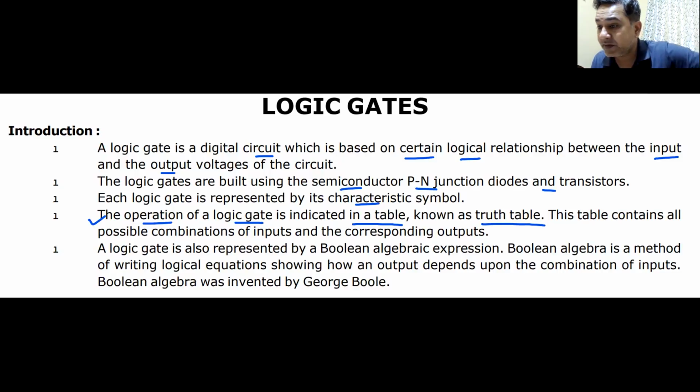Have you heard about truth table? Yes, you heard about truth table? Yes, sir. Okay, voice is there.